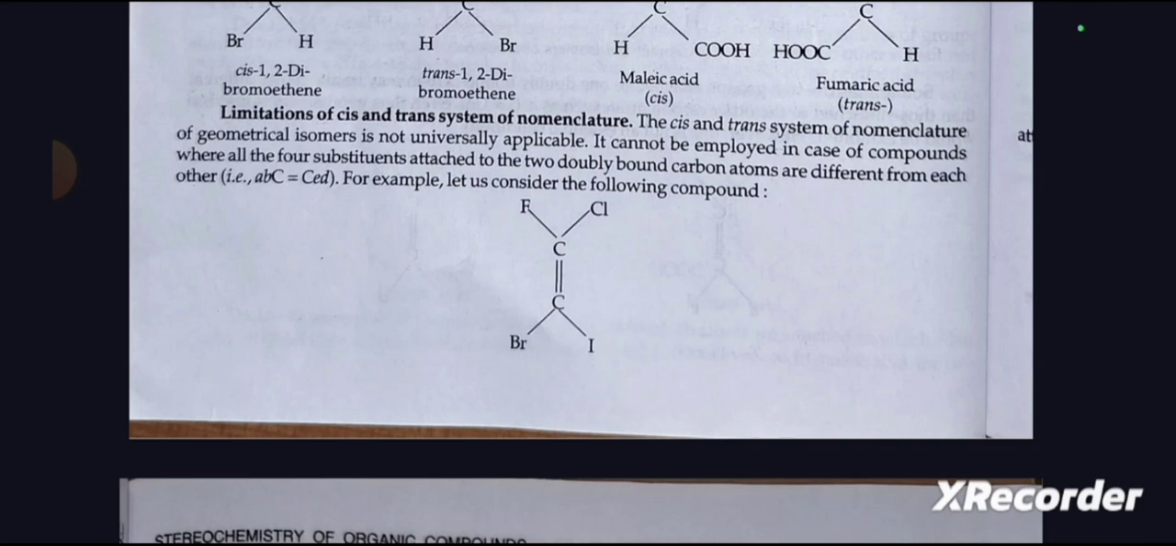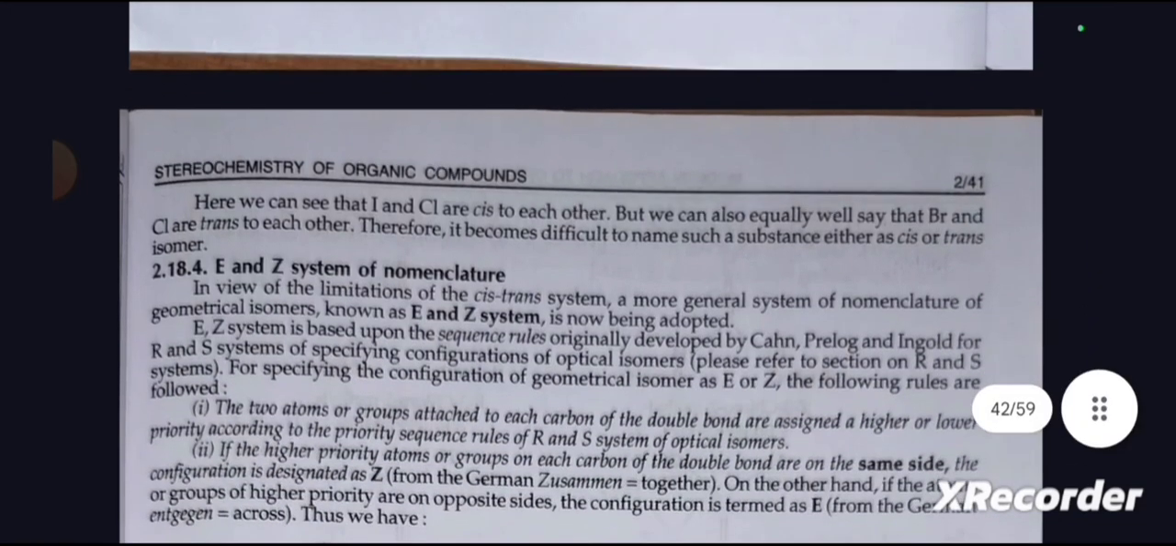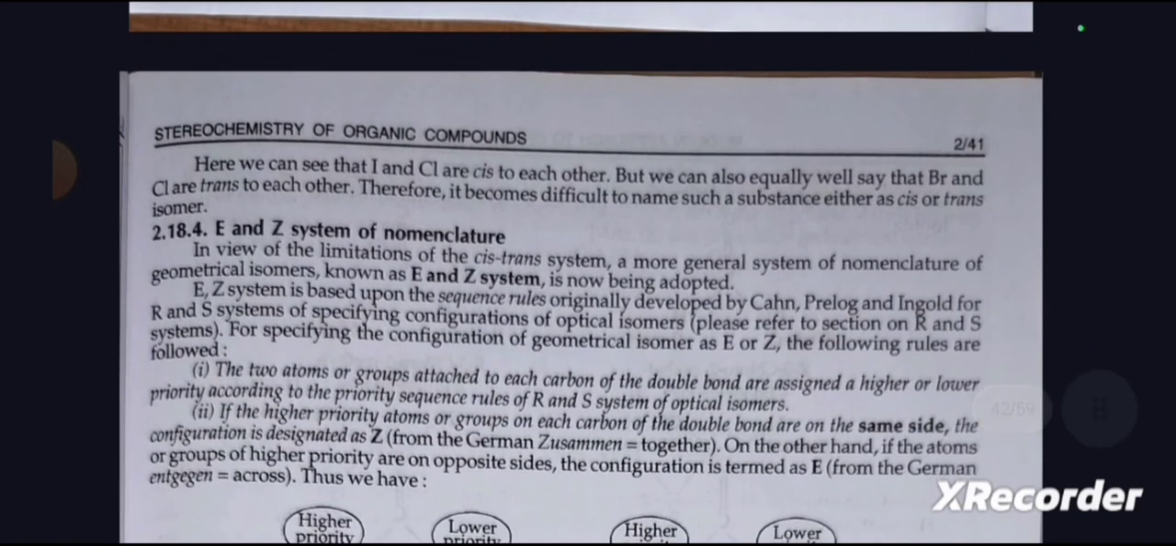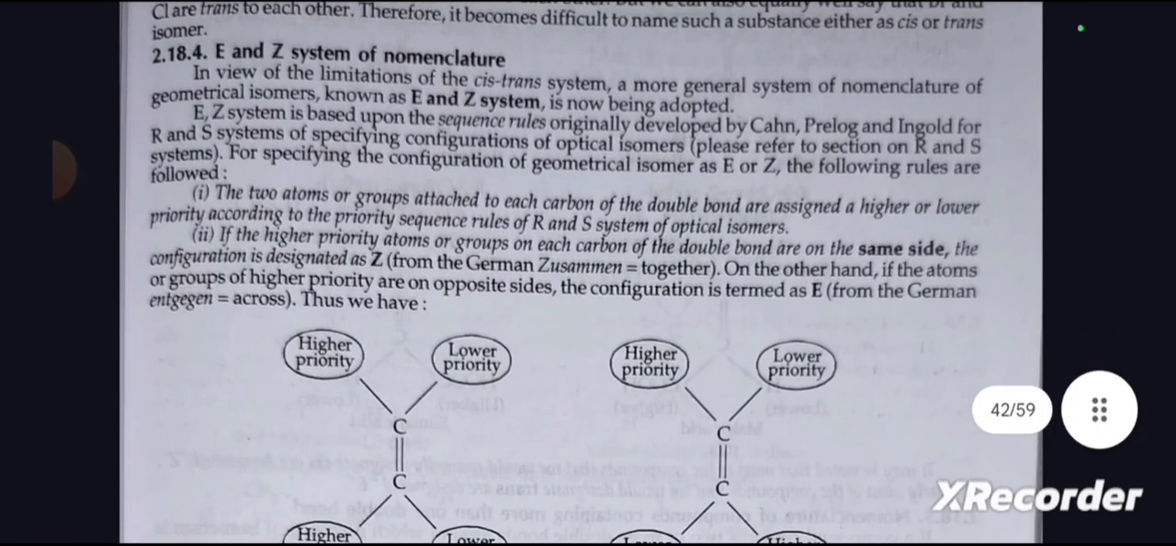For example, let us consider the following compound, CFCl=CBrI. Here we can see that I and Cl are cis to each other, but we can also equally well say that Br and Cl are trans to each other. Therefore, it becomes difficult to name such a substance either as a cis or trans isomer.